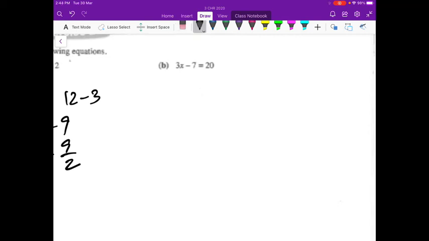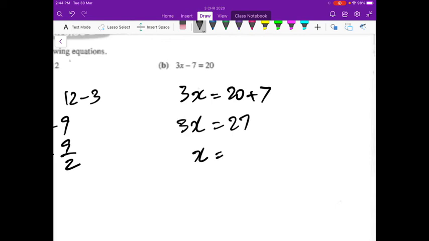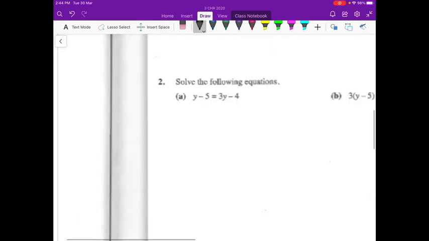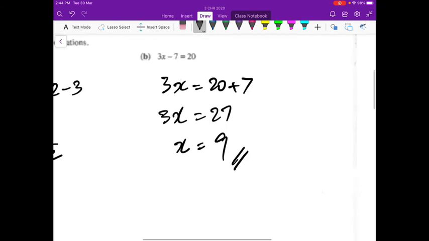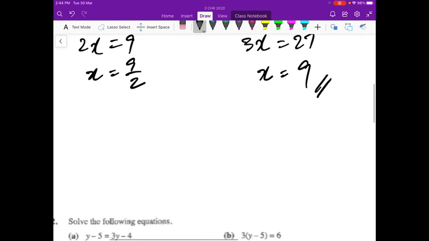What must we do on both sides, Firas? Plus 7. Okay, 3x equals 20 plus 7, which is 27. What must we do now? Divide by what? 3, so we get 9. Okay, next.